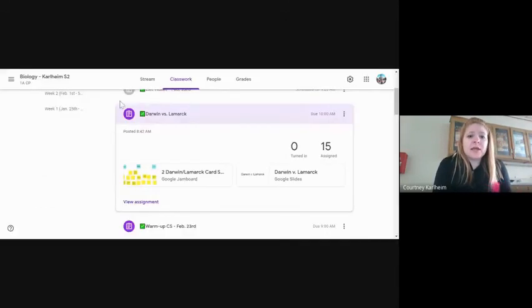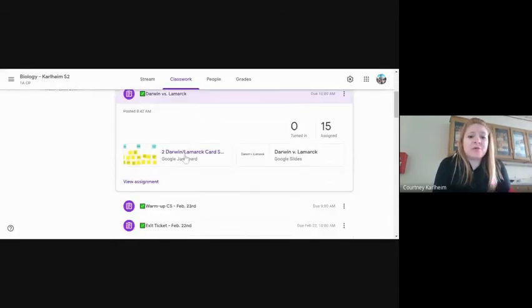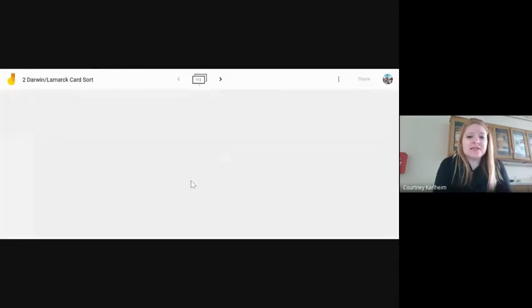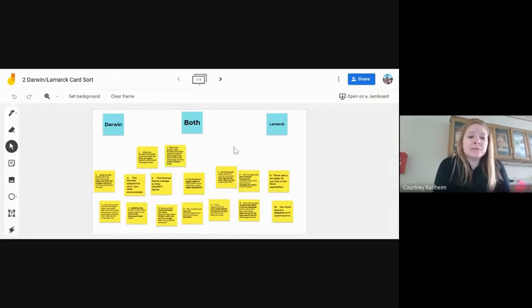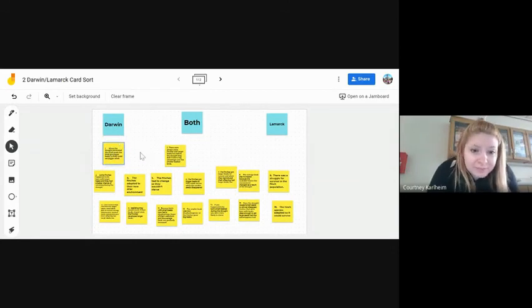But basically, here's what we're going to do. In your classroom, I have this Jamboard, and we need to sort the ideas into, it's kind of like a Venn diagram, but with stickies. And you can zoom in right here. There's a plus button, or you can zoom out, and you just move the stickies to who you think it is.